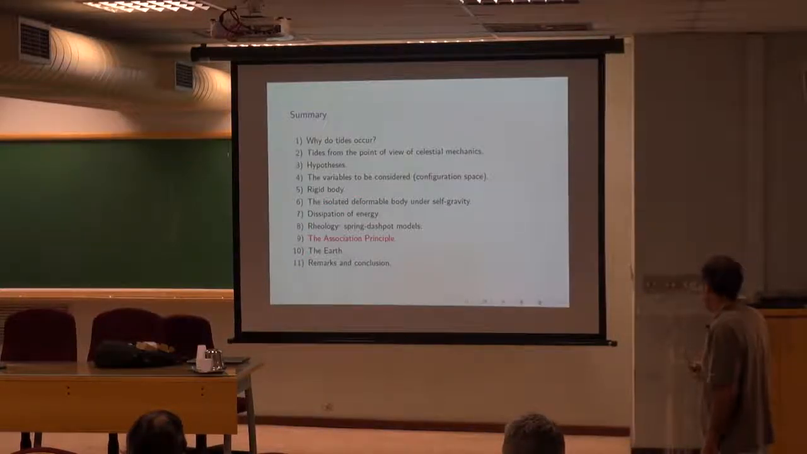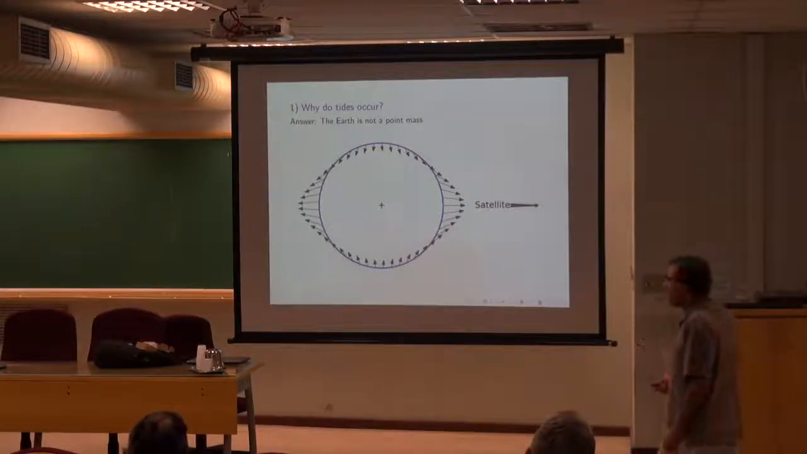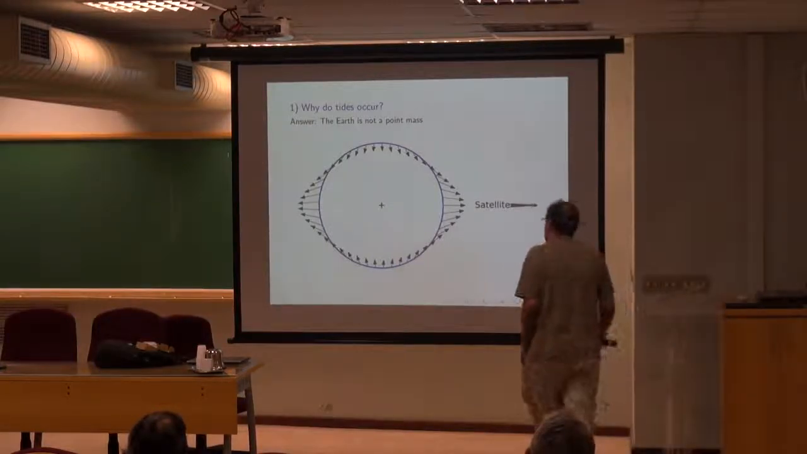Anyway, that's the goal. So why do tides occur? Tides occur because Earth is not a point mass or orbs. It's an extended object. So what happens?